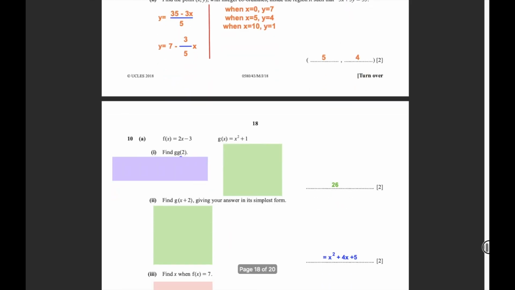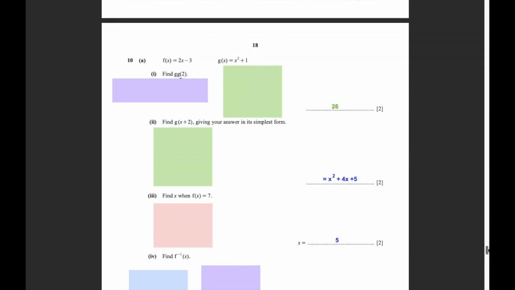Okay, so let's move on to question 10 and the last question. So we have this function f of x is equal to 2x minus 3, and g of x is equal to x squared plus 1. So they asked us to find the answer of this composite function, okay? So instead of the x, they place the function g again.